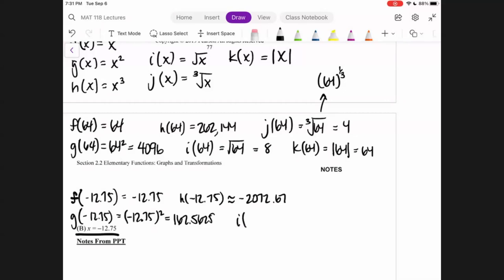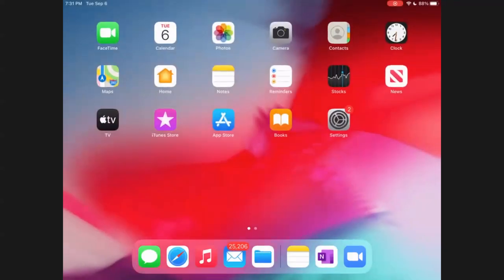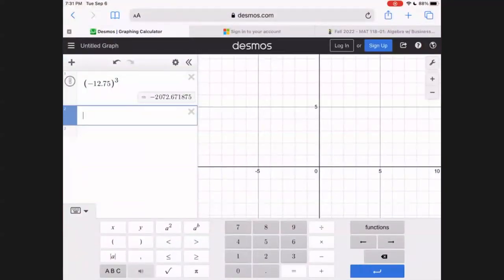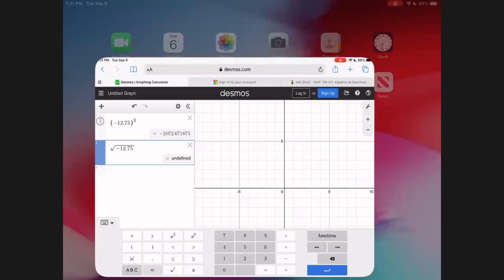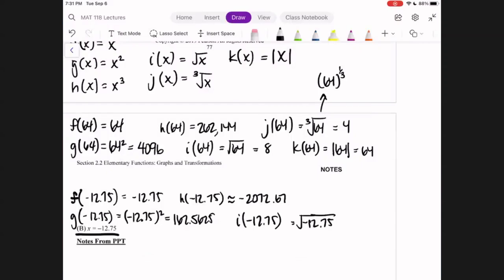Next, we're talking about the square root of a negative number here. You might recall that you can't take the square root of a negative. Let's see what Desmos gets for this one if we take the square root. If I do square root and then negative 12.75, what do I get? I get undefined. So that means it doesn't work. I can't plug it in. Undefined. It does not exist.